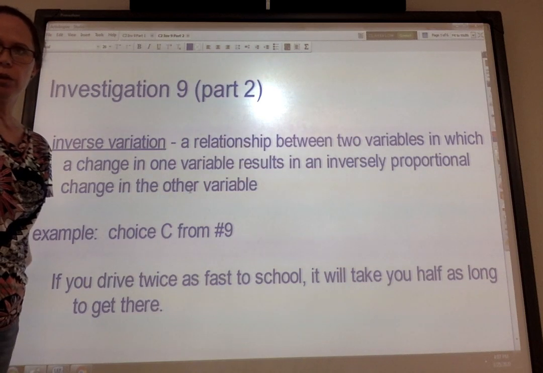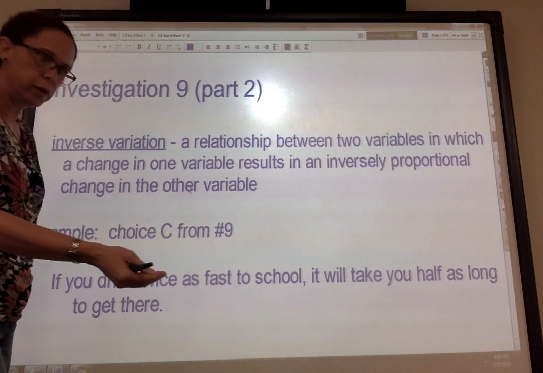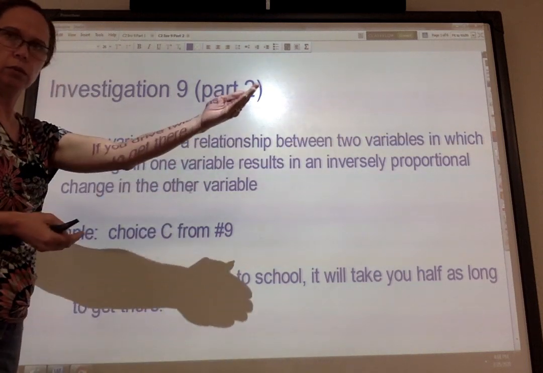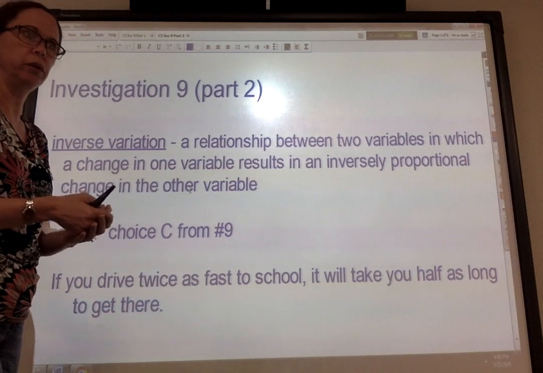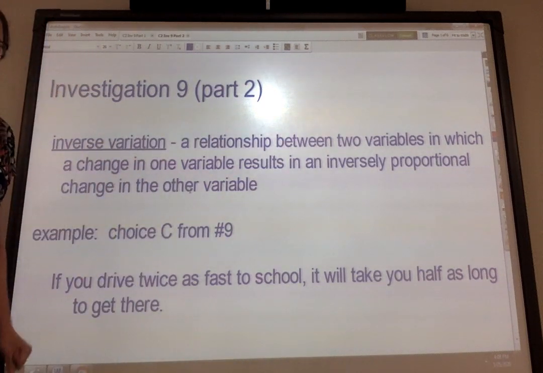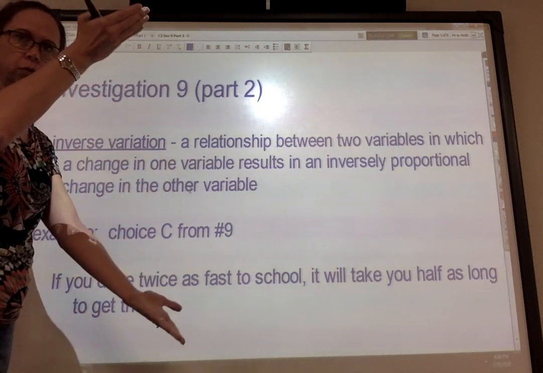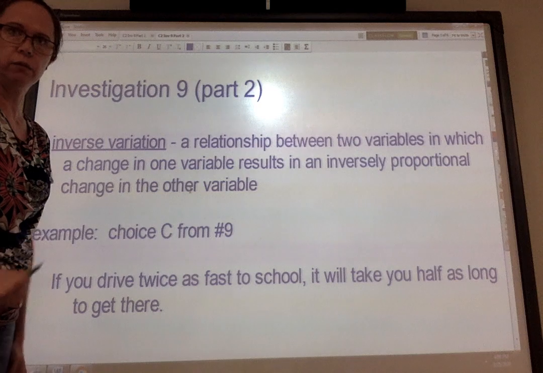Basically, it's the reverse of what happened with our direct variation. In a direct variation, when one variable increases, the other variable increases, or when one variable decreases, the other variable decreases. In an inverse relationship, when one variable increases, the other variable decreases, or vice versa.